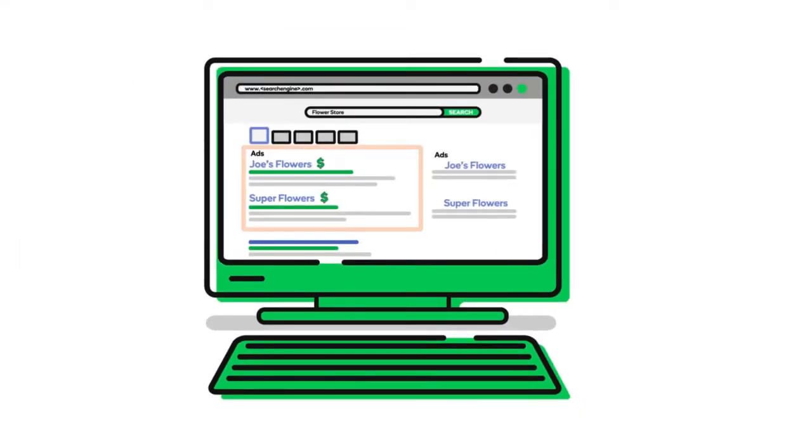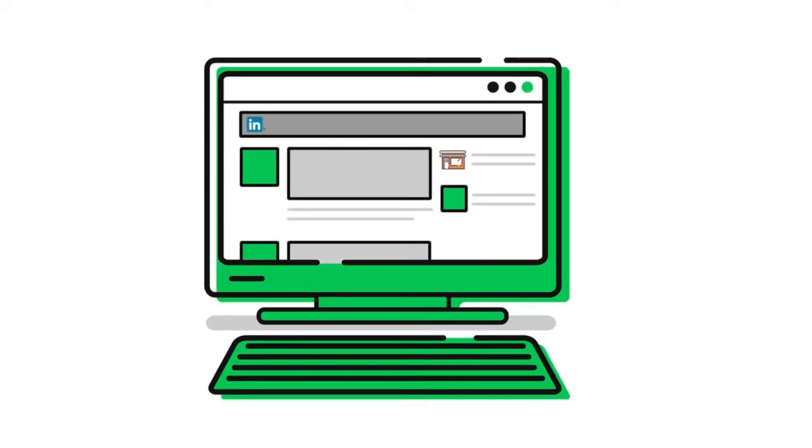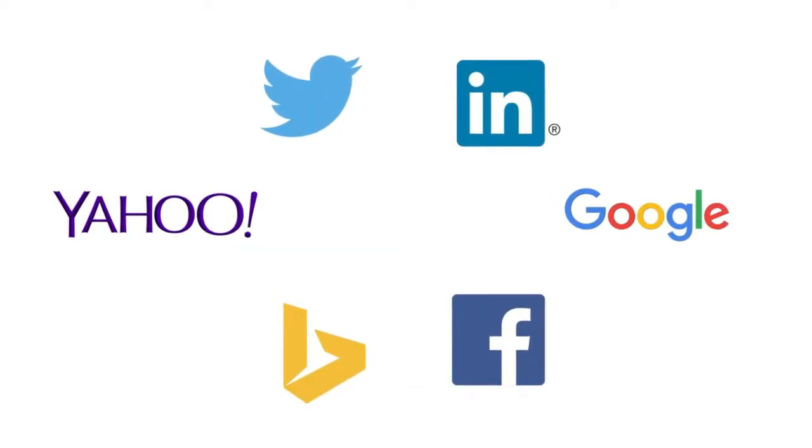When people use search engines like Google, Bing, and Yahoo, the first few links they see at the top of the results page are usually paid ads. In addition, any links in the right column of the search results page are typically paid ads as well. High-traffic websites like Facebook, Twitter, and LinkedIn also display paid ads. Companies that sell online advertising, such as those just mentioned, are referred to as publishers.